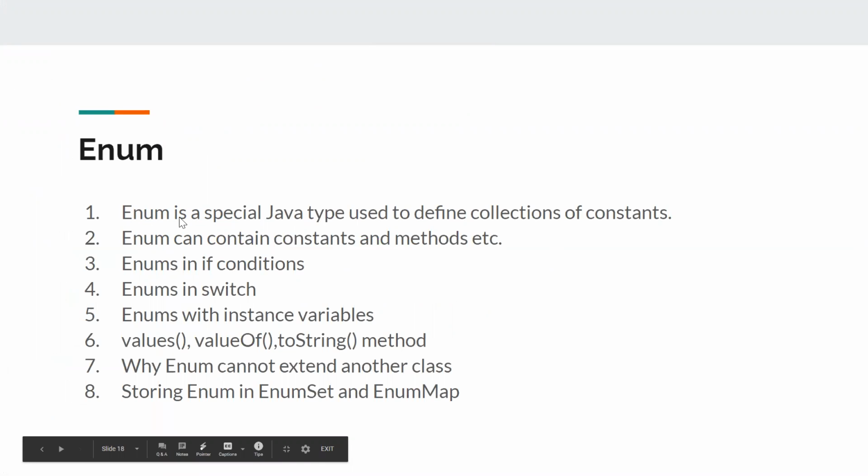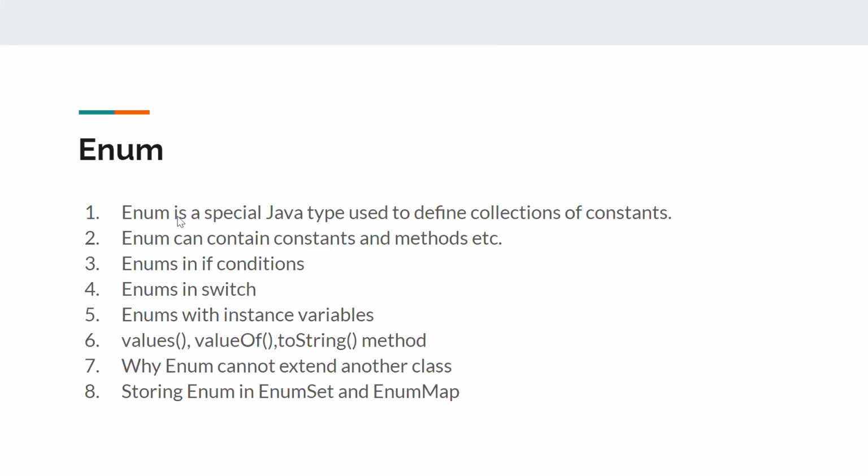Enum is a special Java type. Like you have classes in Java, you have interfaces in Java, you have annotations in Java, right? The same way, enum is a special Java type which is used to define a collection of constants. If you don't understand this, it is what we're going to achieve at the end, so you will understand after a few minutes. Enum can contain constants and methods. Again, this is not important for now, because we're going to see it in a practical way.